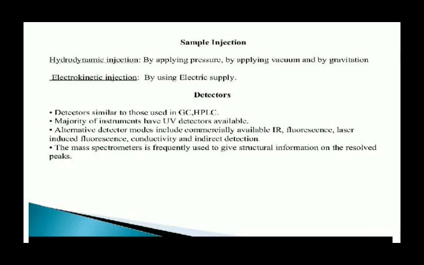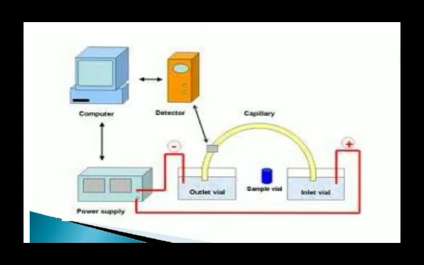The majority of instruments have a UV detector available. Alternative detector modes include commercially available infrared, fluorescence, laser induced fluorescence, conductivity and indirect detection also. And the mass spectrometer is frequently used to give us structural information on the resulting peaks. In capillary electrophoresis, detection is most often based on UV visible absorption, which is carried out in the capillary, in order to avoid any possible post separation added volumes, since this can cause unacceptable band splitting. So the detector is very important.